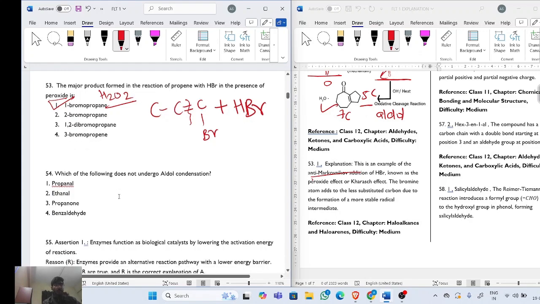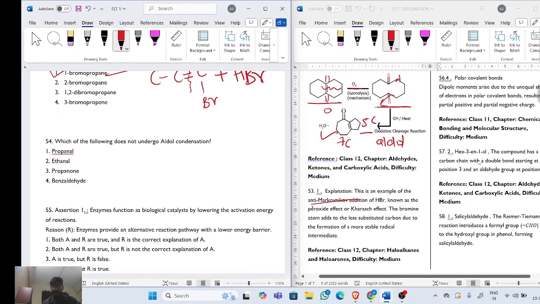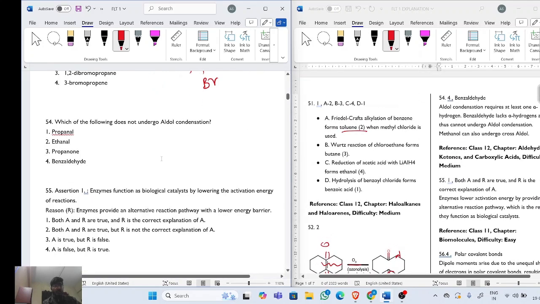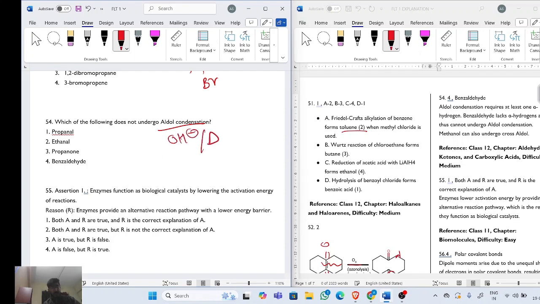Now question number 54. Which of the following does not undergo aldol condensation? We know that any compound will undergo aldol condensation when the reactant is OH minus and heat. This is the condition, and the main condition is that the compound has alpha hydrogen.